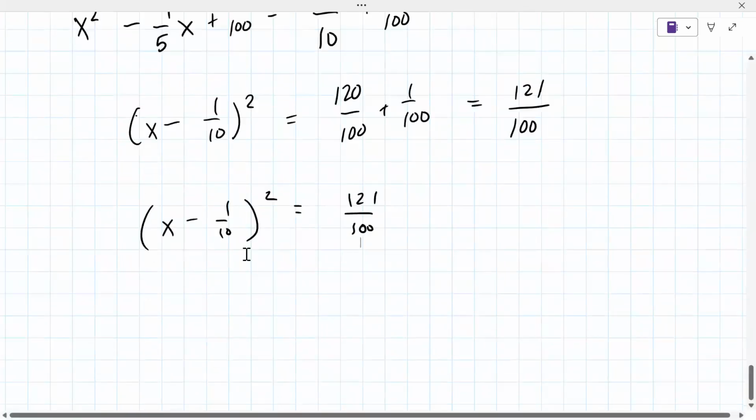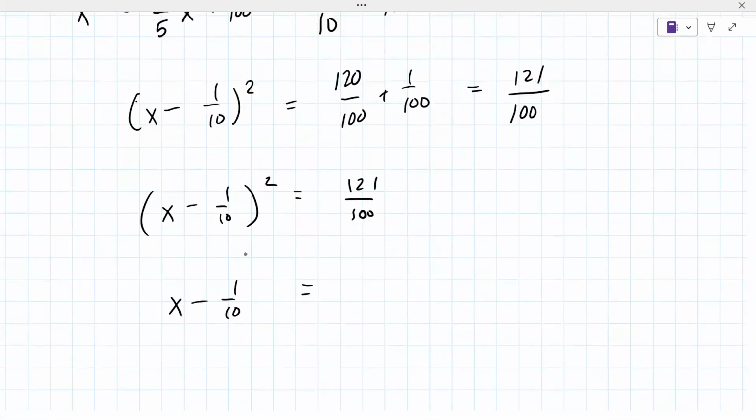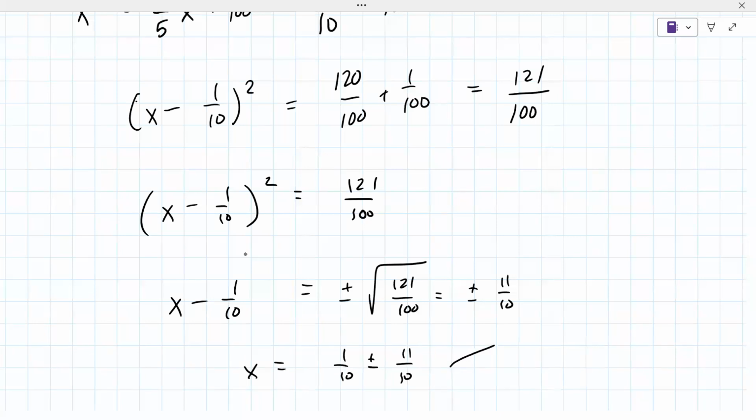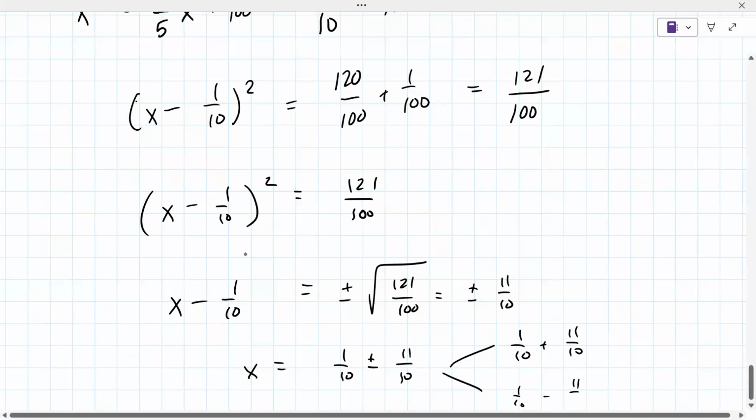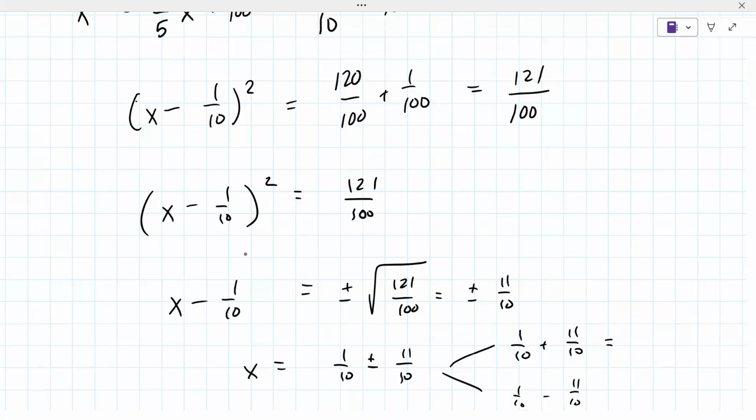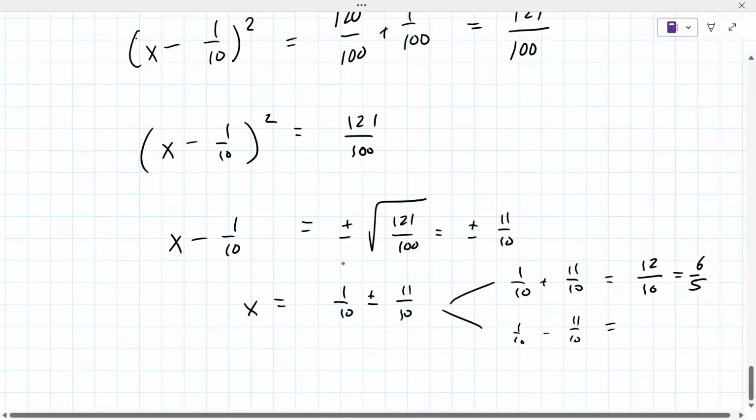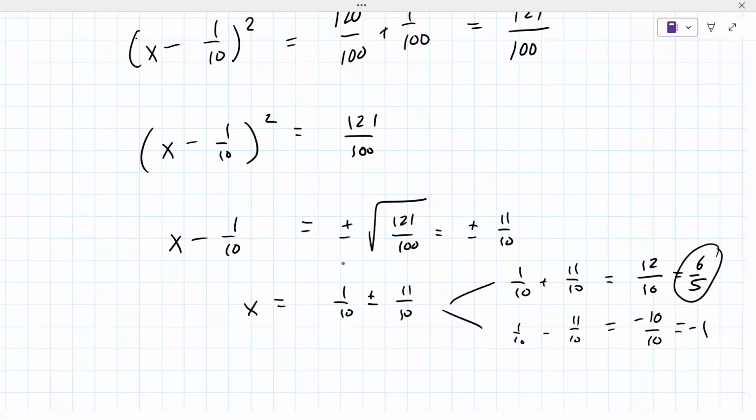All right, I got x equals -1 plus or minus 11/10. Good. Let's just say this is a physical problem. The positive one is 6/5. The negative one ends up being -1. So keep in mind, you'd probably use the positive one for this.